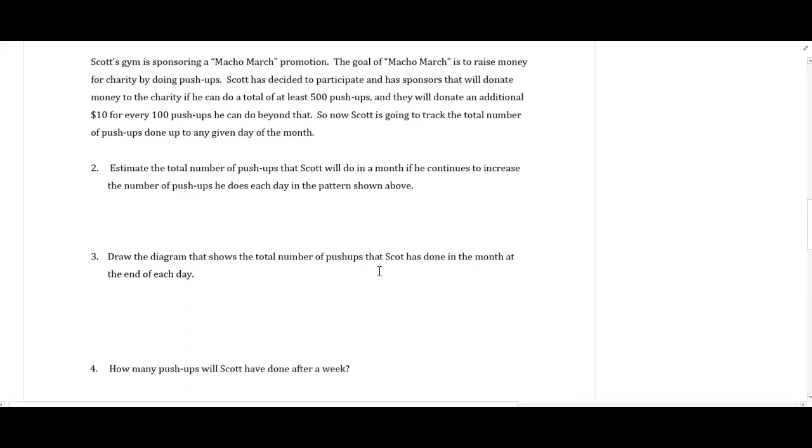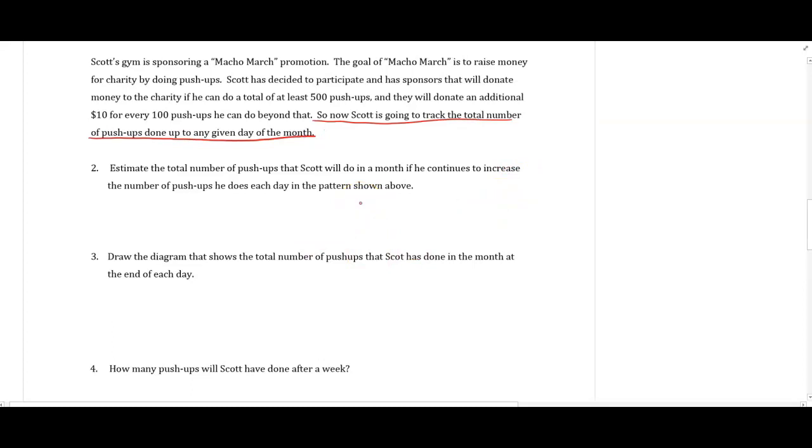Scott's Gym is sponsoring a Macho March promotion. The goal of Macho March is to raise money for charity by doing push-ups. Scott has decided to participate and has sponsors that will donate money to the charity if he can do a total of at least 500 push-ups, and they will donate an additional $10 for every 100 push-ups he can do beyond that. So now Scott is going to track the total number of push-ups done up to any given day of the month. So this is the key part, understanding what they're asking.